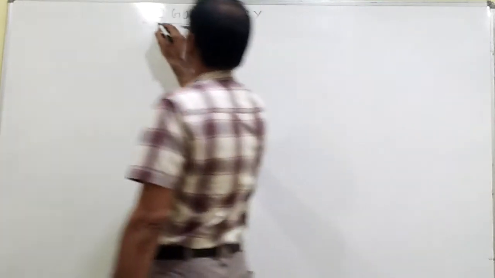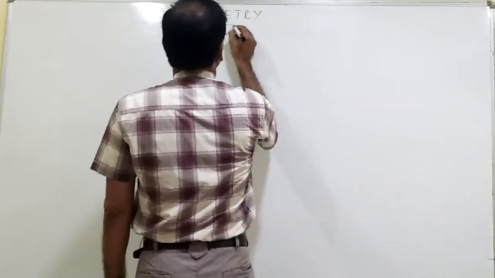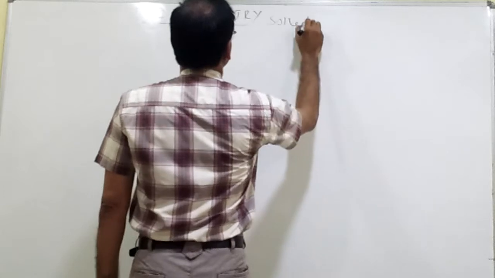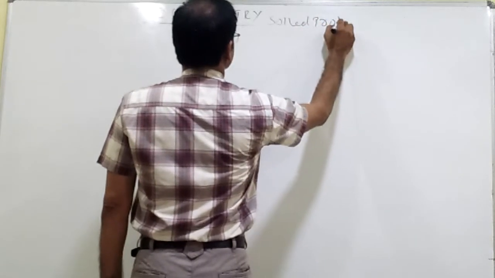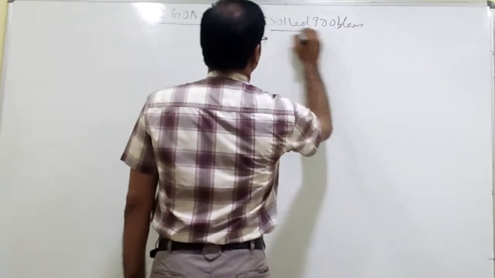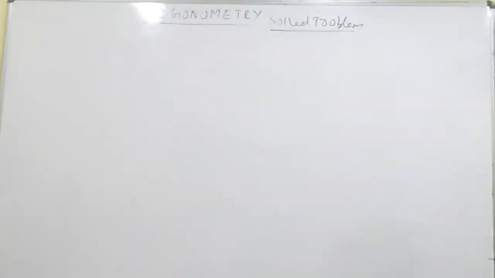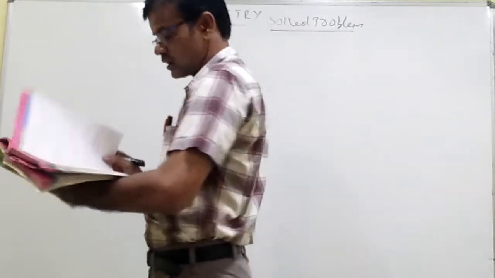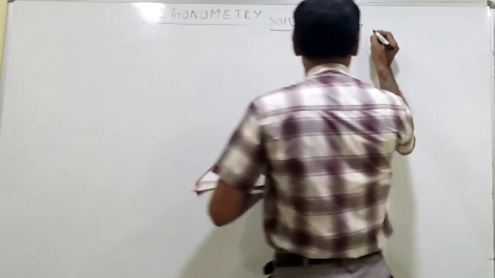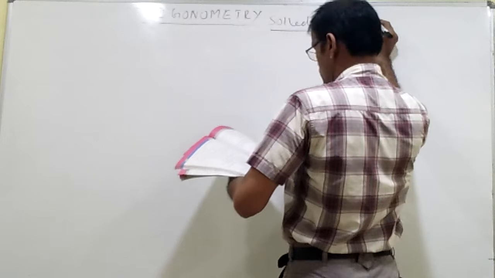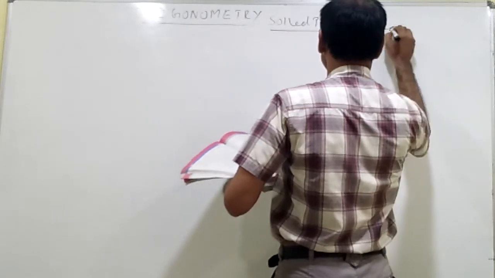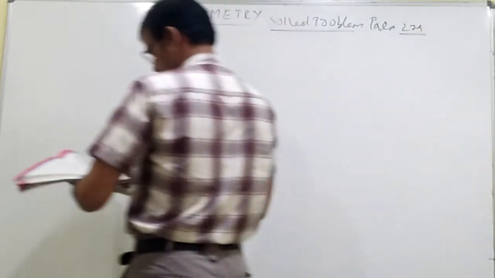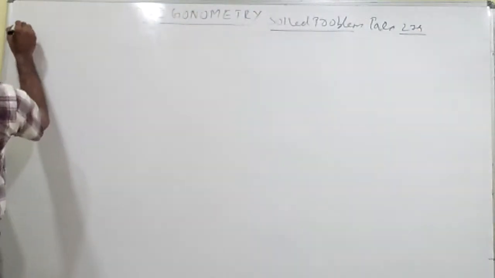The topic is trigonometry. In the topic, solved problems are going on. In solved problems, until example 9 we have discussed yesterday. Let us discuss example 10, an important 7 marks question and an important objective bit also. Example 10, page number 279.